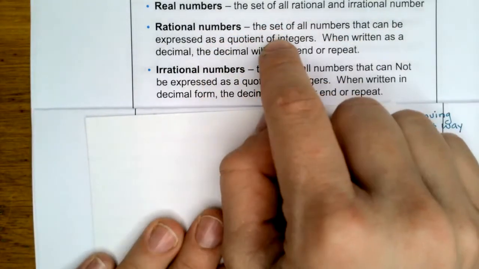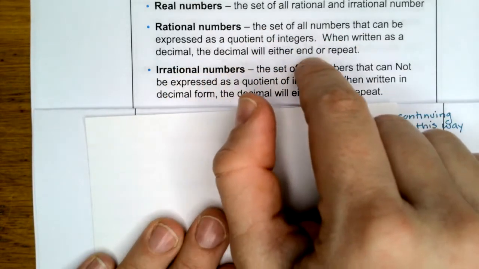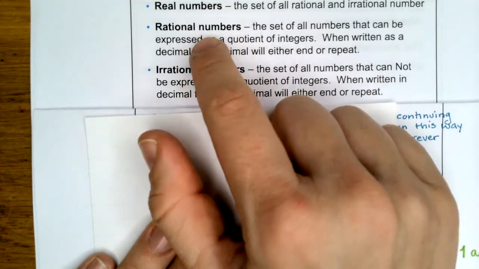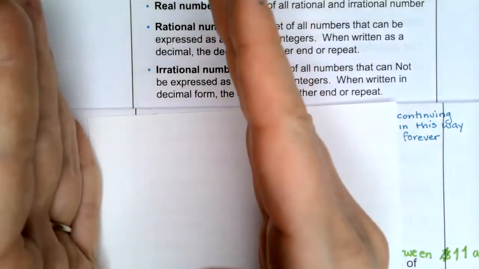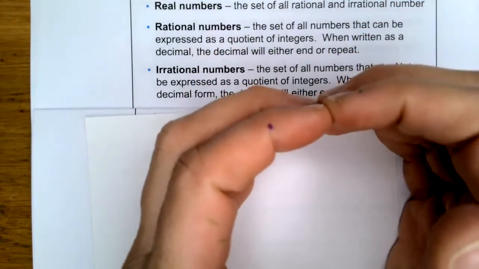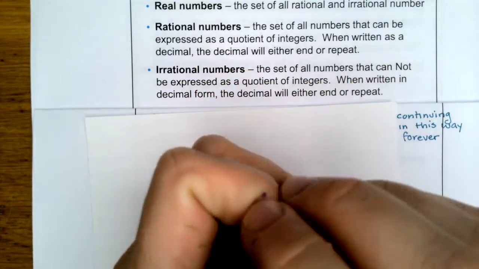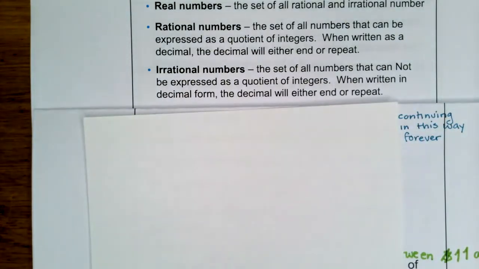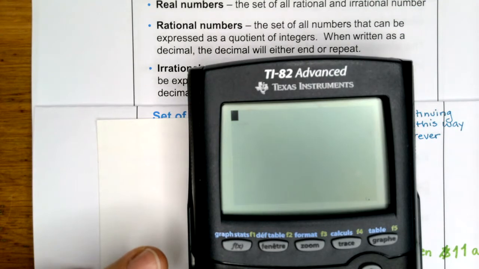Rational numbers are numbers that can be expressed as a quotient of integers. When written as a decimal, the decimal will either end or repeat. A quotient means division, right? So rational numbers are the division of 2 different numbers. And so that's this side of the real numbers. On the other side of the real numbers, the other group is called irrational. It's not just one number divided by another. It's not a repeating decimal, and it's a decimal that never ends, okay? So on my calculator, I have, oh, pi is a good irrational number.